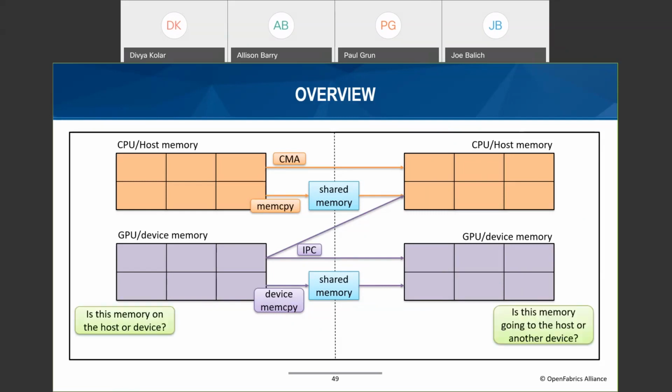Next slide. In order to know which call or protocol to use, both the sender and receiver need to know whether the source or target memory location is on the host or a device, and if it's on a device, which device is it on? Next slide.